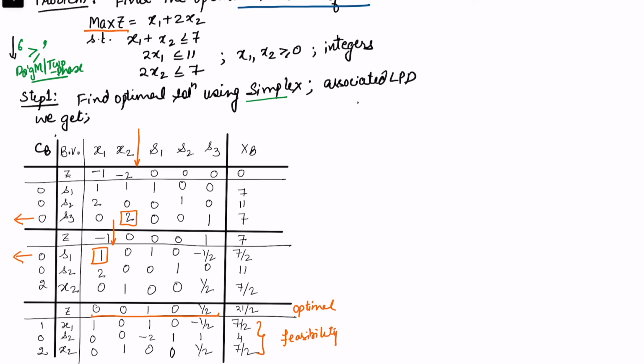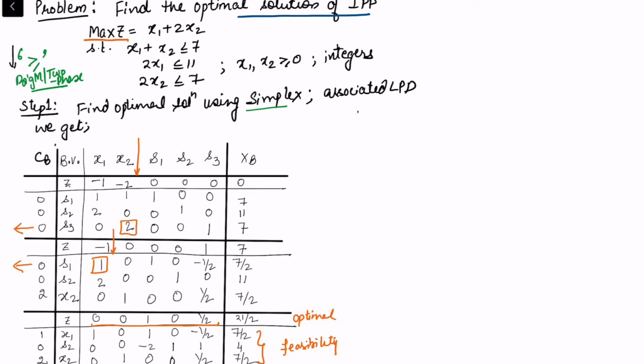So this is feasible. But we also see that x1 is 7 by 2 and x2 is also 7 by 2, and z is 21 by 2. We do not bother about the value of z because that is the objective value, but we do require the decision variables. In the linear programming problem, say these decision variables corresponded to manufacturing chips or units or something, and we wanted them to be integers. That is why this restriction was there: to find the integral solution.